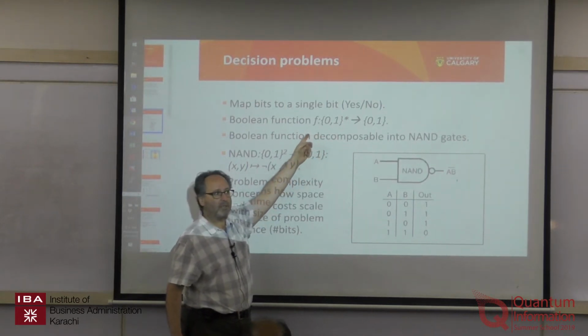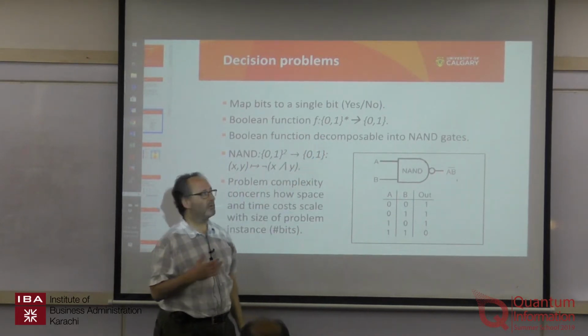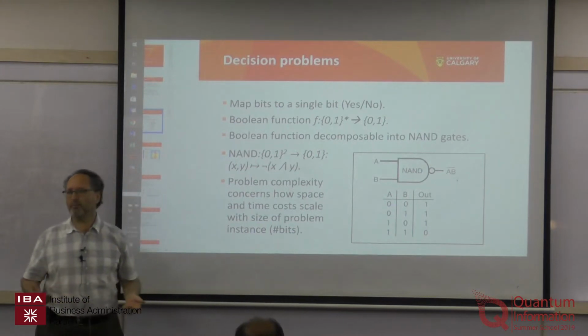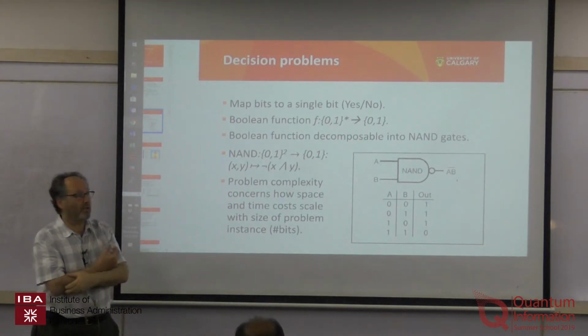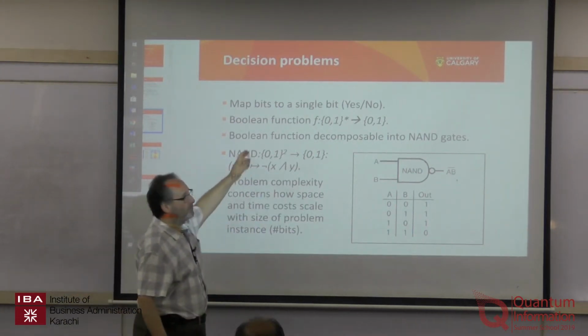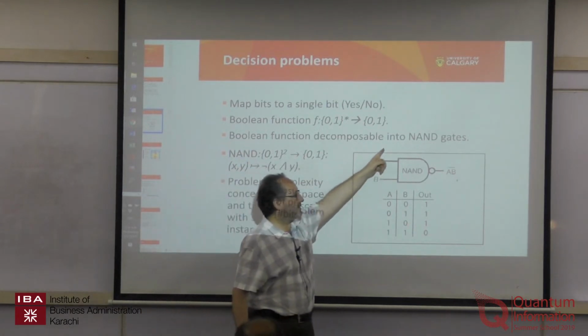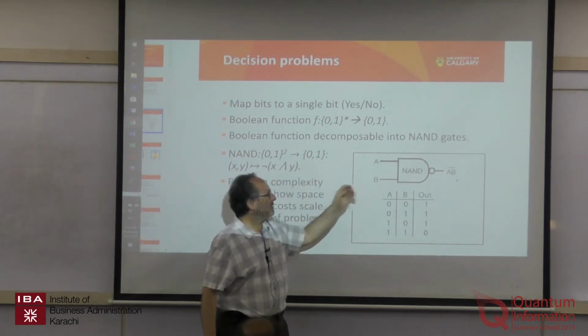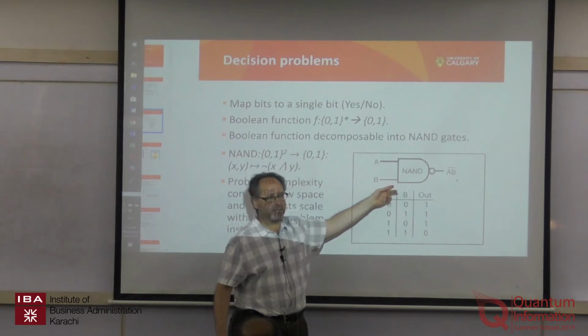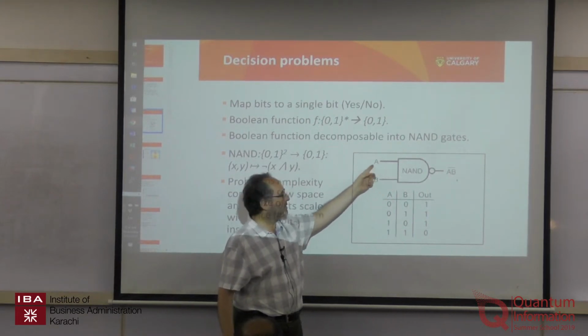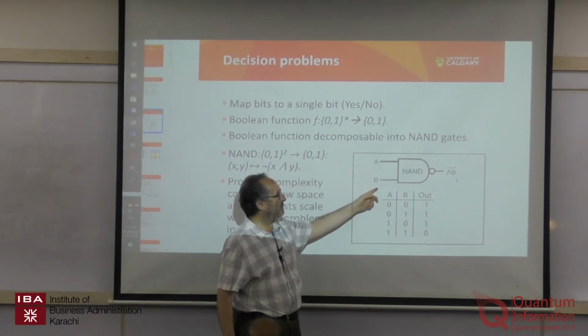And a Boolean function can be simplified to just very simple Boolean logic gates. And in fact, it can be decomposed into only NAND gates. I wrote the NAND gate here. This is the standard ISO circuit description. It's the "not and". So it accepts a single bit A and a single bit B.